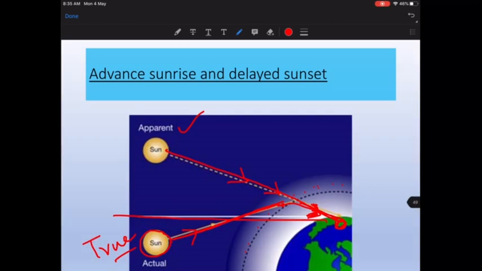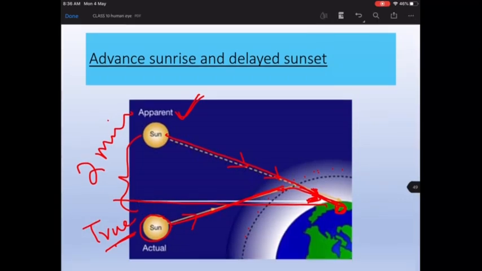So it appears to us that the sunrise has already taken place, but still the sun is below the horizon, and we feel that the sunrise has already taken place, right? Now, what is the time gap between the true and the apparent position? The time gap between these is 2 minutes. For 2 minutes we will feel that the sunrise has already taken place, however the sun is still below the horizon. So this will continue for approximately 2 minutes.